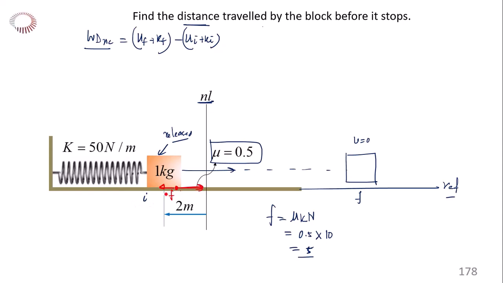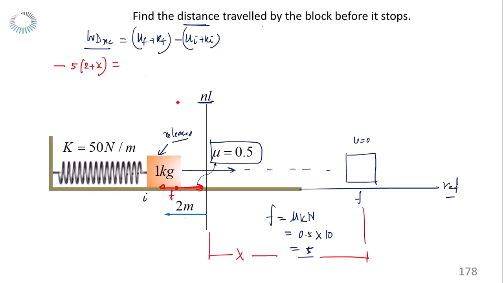What is the displacement of the particle? This 2, and let us say this is the x distance from the natural length. I want to calculate this x number. So the work done by the non-conservative force equals minus 5 into 2 plus x. Why minus? Because friction is acting in the negative direction and the particle is displaced in the positive direction. So that is the work done by the non-conservative force.